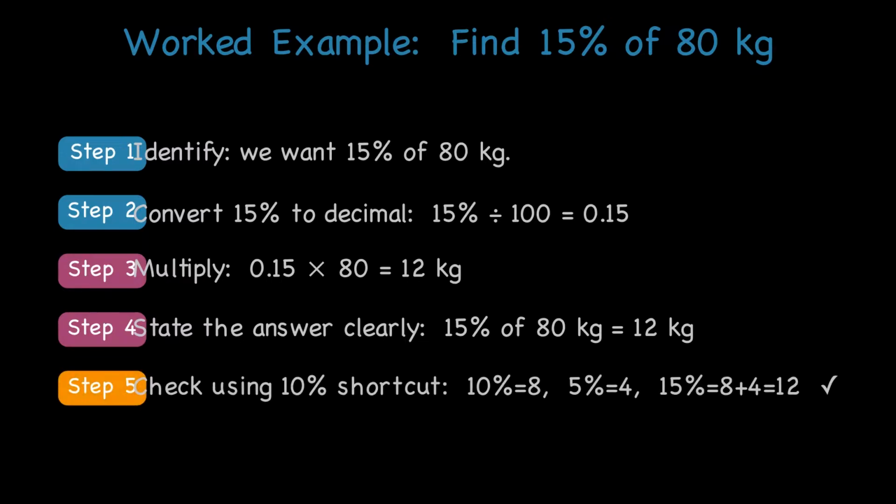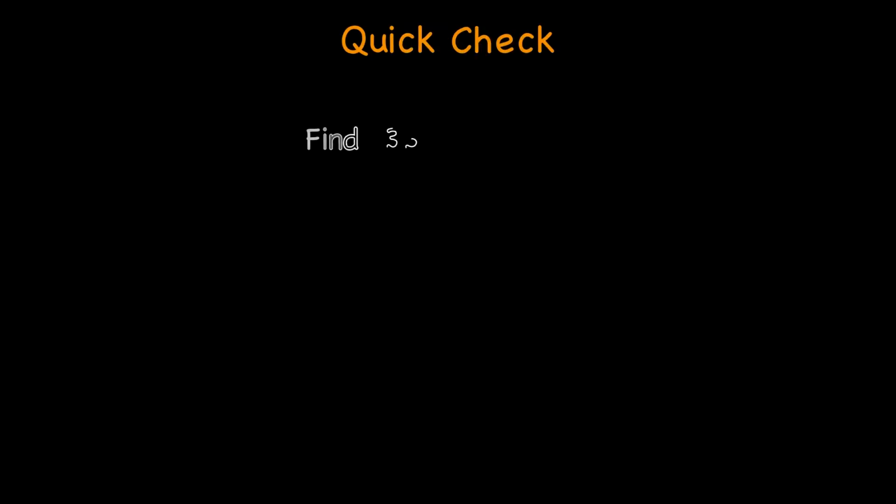Step 5. Check using the 10% shortcut. 10% of 80 is 8. 5% is half of that, 4. 15% is 8 plus 4, which is 12. It matches. Correct. Quick check.